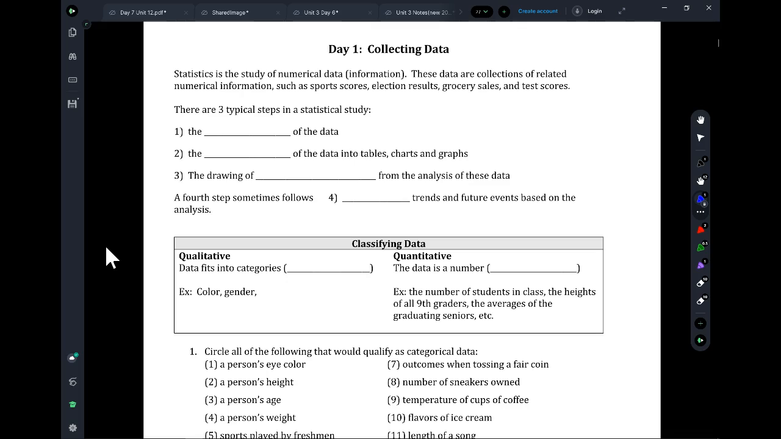Statistics is the study of numerical data or information. This data, the collections of related numerical information, could be anything from sports scores, election results, grocery sales, it could be ages, it could be weights, and we're going to talk about two different ways to classify this data. But there are three typical steps in a statistical study, and the first step is just how you go about collecting your data, so the collection of data.